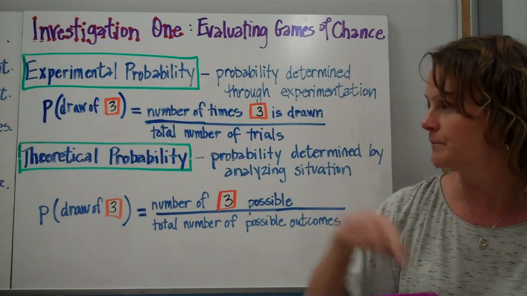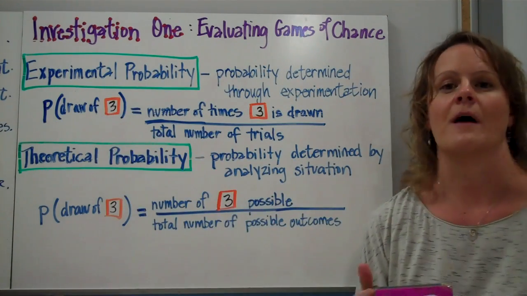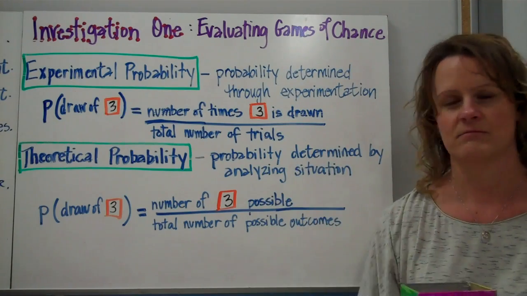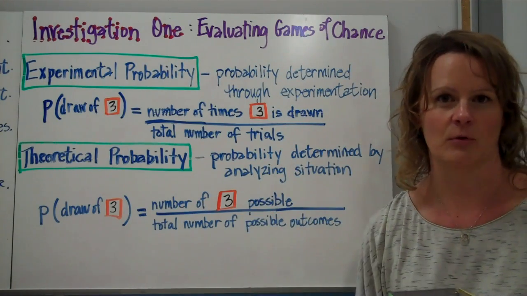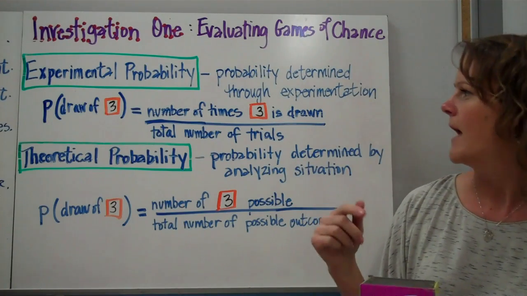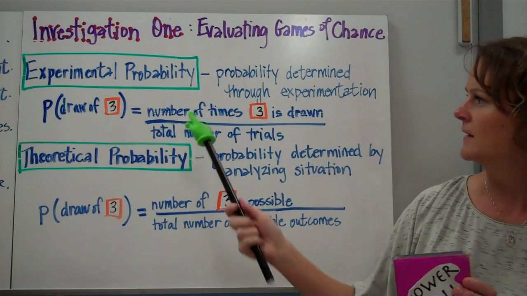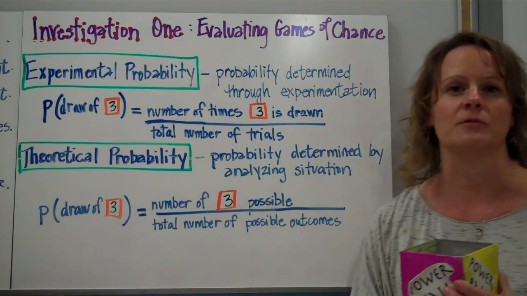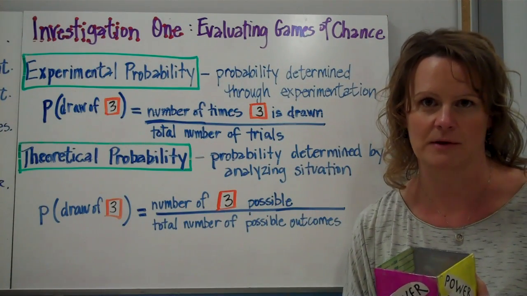And so if we want to find the probability of a draw of 3, what we're going to do is we're going to draw several times and sort of make a data table. And that's our experimentation. It's basically just collecting data. And as we do that, we're going to find the number of times that the 3 is drawn, and we're going to divide that by the total number of trials to get our experimental probability.